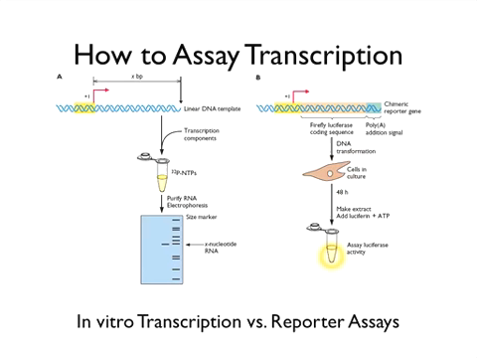This is the runoff transcription assay, where DNA is linearized. You add XTPs and transcription components and radioactive triphosphates, and then you measure the product on a gel by gel electrophoresis. You purify the RNA that's made, you electrophorese it through a gel, and you ask how much nucleoside triphosphate is incorporated into that band, and that's a measure of relative transcription rate.